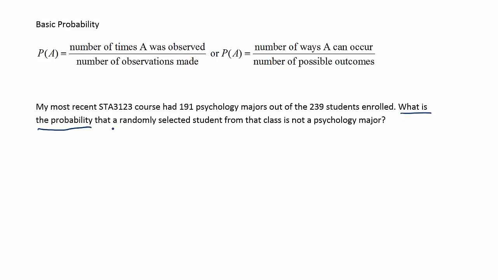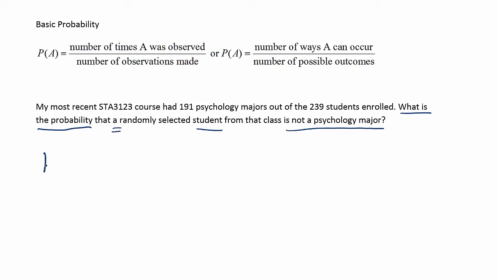Then it's important to pay attention to the fact that we're only selecting one student, right? That's really important because if it was more than one student, the type of probability needed to solve the problem would be different. But since there's one selection being made, we usually can use one fraction of probability to solve the problem. So we just need a single fraction of probability. And then, of course, we have to know what we're looking for: the probability that the student is not a psychology major.